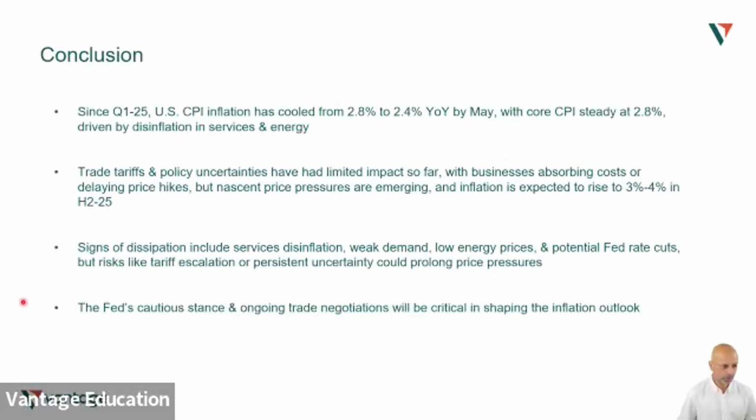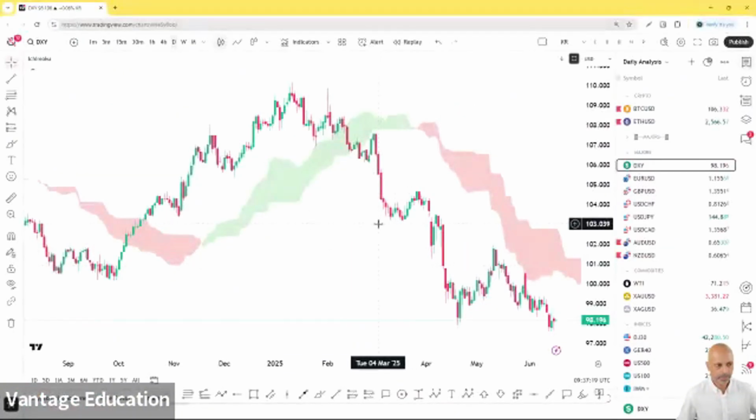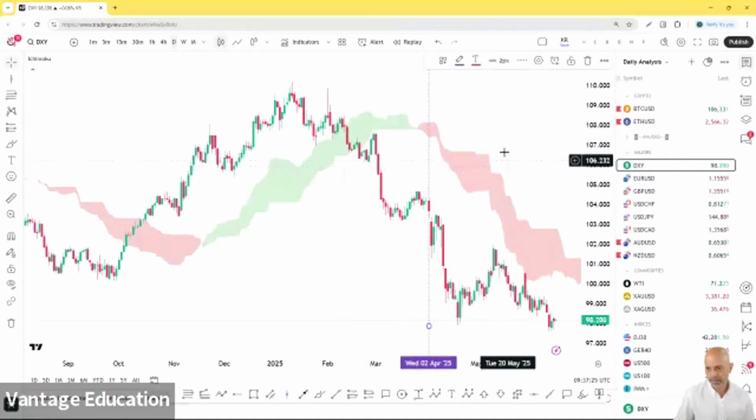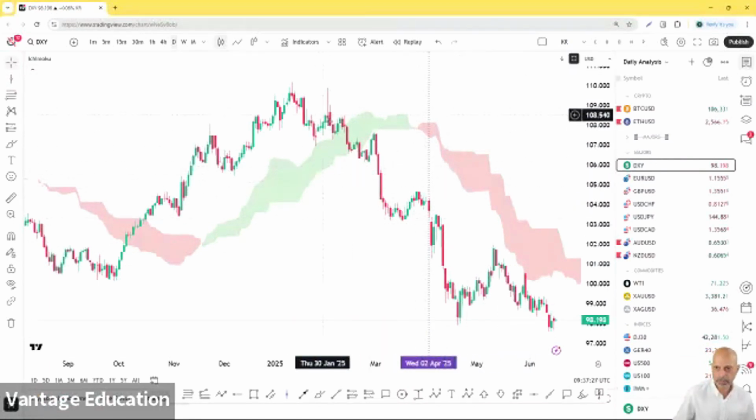Now, let's move on over to the charts on TradingView and take a look at how the dollar index has traded over the past few months. Remember, April was Liberation Day. That's when the tariffs were released. But even before that, we saw the US dollar come under pressure as well. Remember, as early as February and March, President Trump had already levied tariffs on steel and aluminum imports into the US, and that had already started to raise uncertainty.